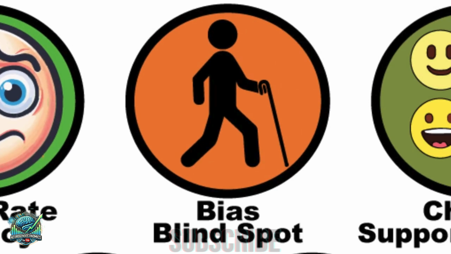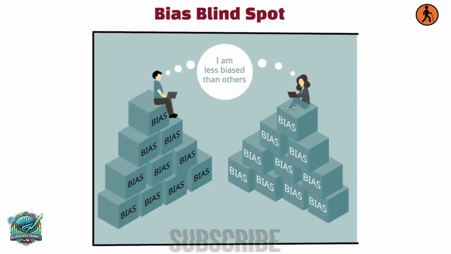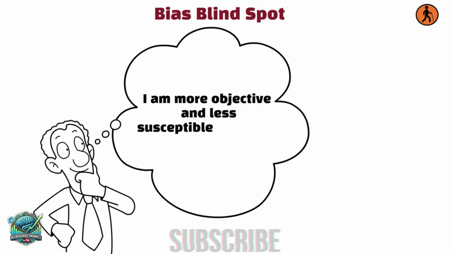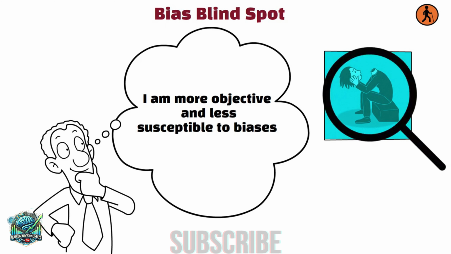Bias blind spot. The bias blind spot is the tendency for individuals to recognize cognitive biases in others while being unaware of or underestimating their own biases. People often believe they are more objective and less susceptible to biases than they actually are, making it challenging to identify and correct their own biased thinking.